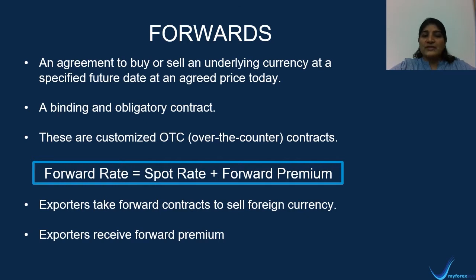So forward rate is nothing but the spot rate plus the forward premium. Now this exporter receives the premium, which is because of the interest rate arbitrage between the two currencies, and that gets added to the spot rate. So an exporter takes forward contracts to sell foreign currency, and therefore he receives the forward premium.